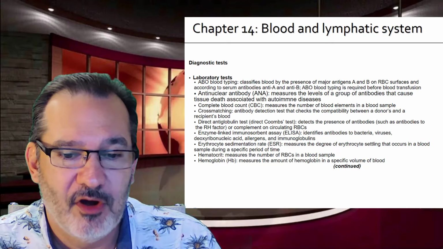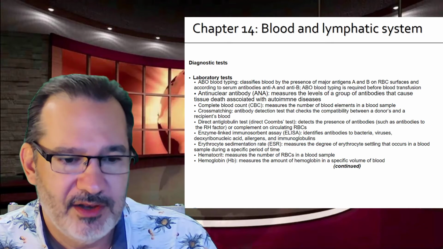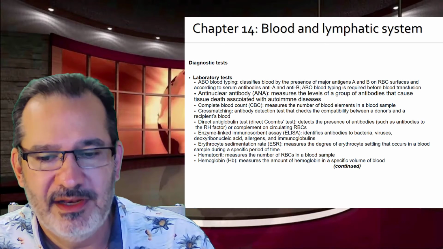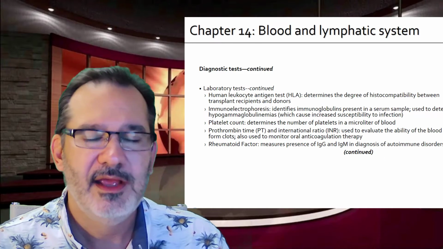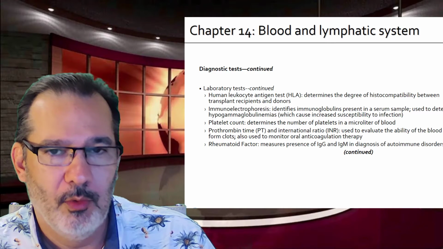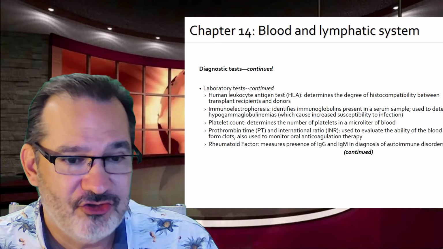Hematocrit measures the number of RBCs in a blood sample, or red blood cells. And then the hemoglobin measures the amount of hemoglobin in a specific volume of blood. And oftentimes we do that together, hematocrit and hemoglobin, or we'll call it an H&H.